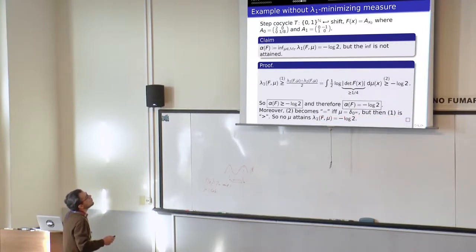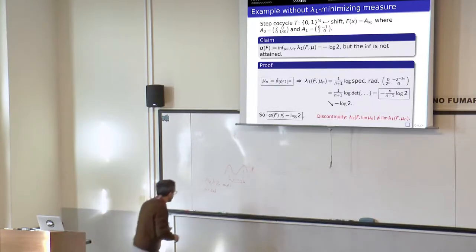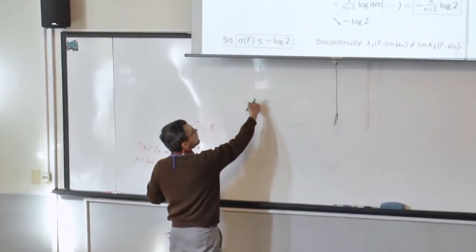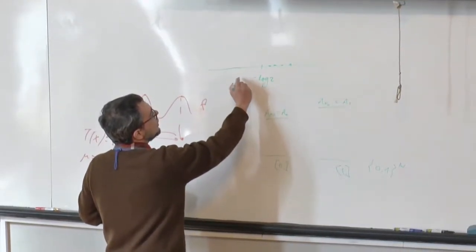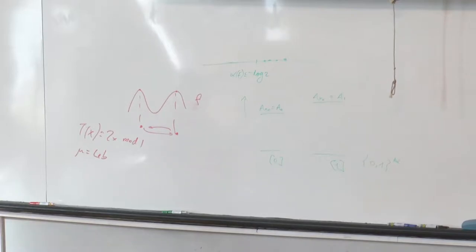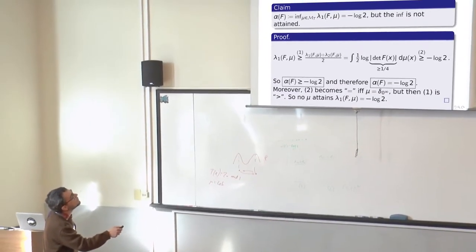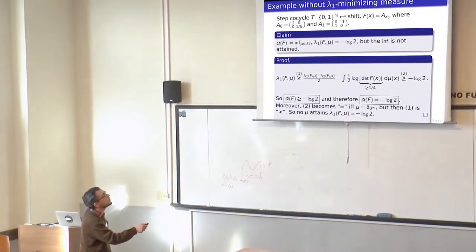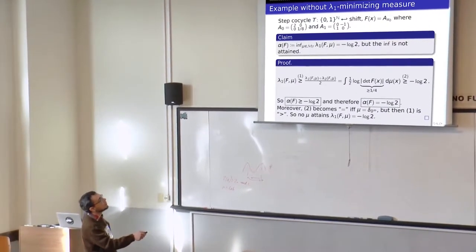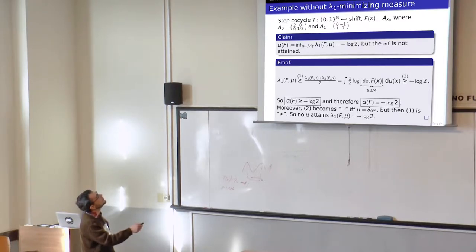And now to conclude the proof, so we have seen that here's minus log 2, and we found some measures for which the Lyapunov exponents are approaching minus log 2 from above. So this shows that your alpha, the infimum of possible Lyapunov exponents, is at most minus log 2. So in the converse direction, you can bound below the top Lyapunov exponent by the average of the first two Lyapunov exponents. Well, I haven't explained what the second Lyapunov exponent is, but this quantity can be written as half the average of the log of the determinant. And as I said, the determinant here is 1, the determinant here is 1/4, right?